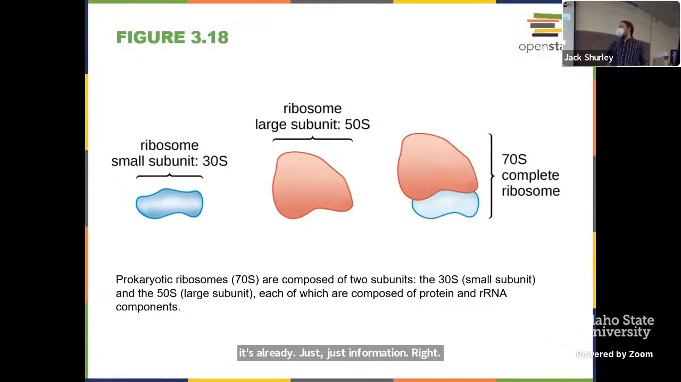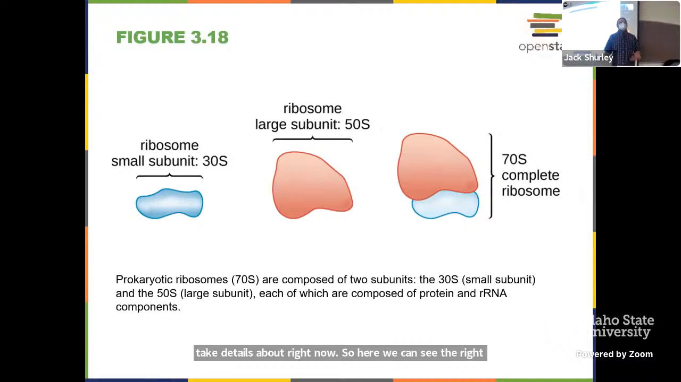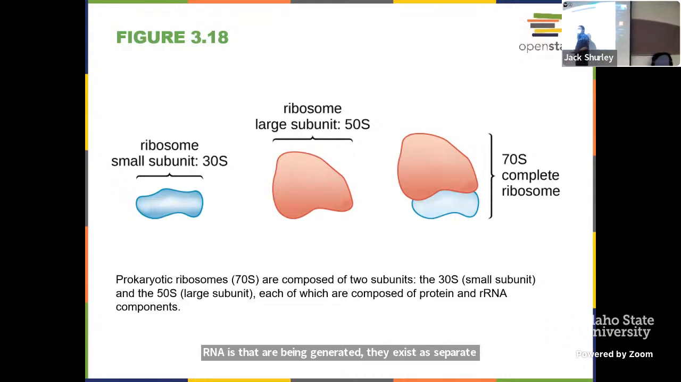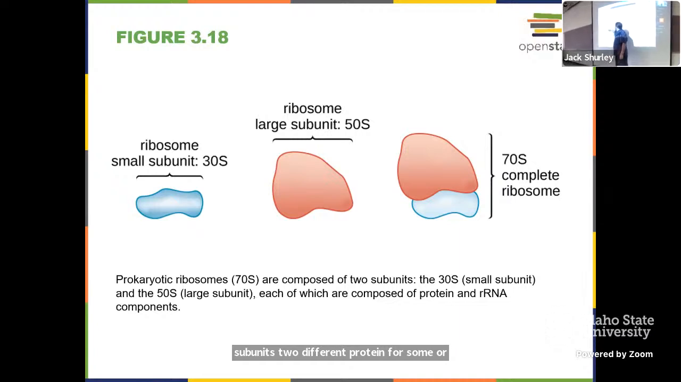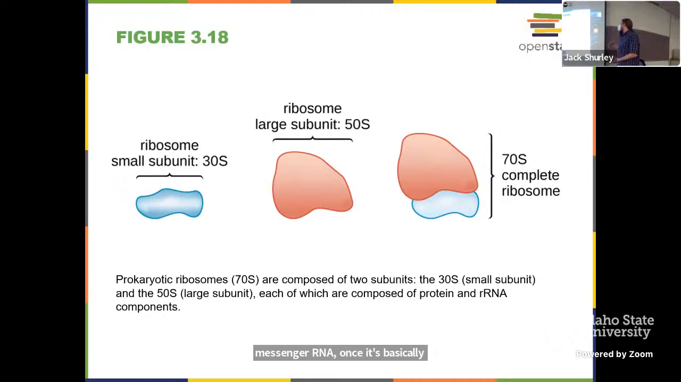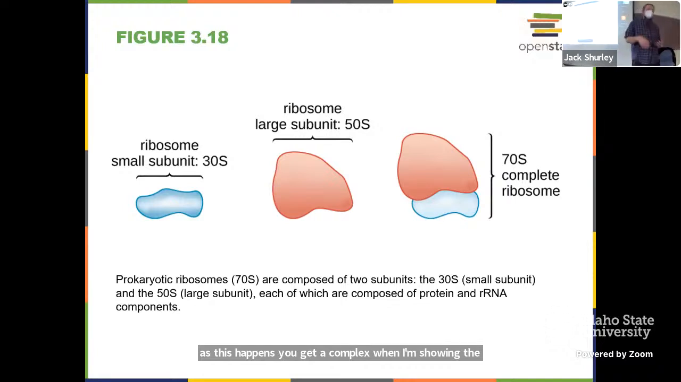And that's not, again, something we want to really think details about right now. So here we can see the ribosomes, and these again would be that fuzzy bit that we saw in the periphery of that cell. These ribosomes are going to snag on to the messenger RNAs that are being generated. They exist as separate subunits, two different proteins. There are some proteins, so enzymes, that will sandwich around that messenger RNA once it's basically detected. As this happens, you get a complex. We're not showing the messenger RNA in there, but you get a ribosomal complex sandwiching around that.